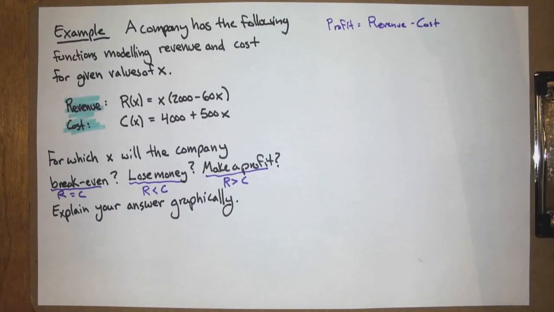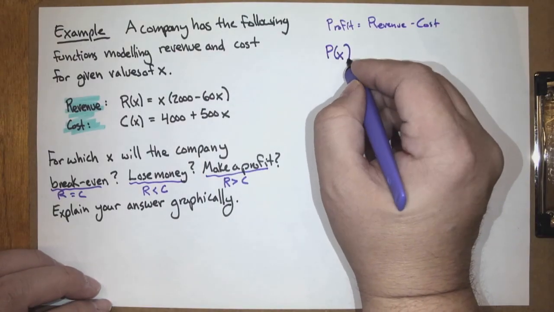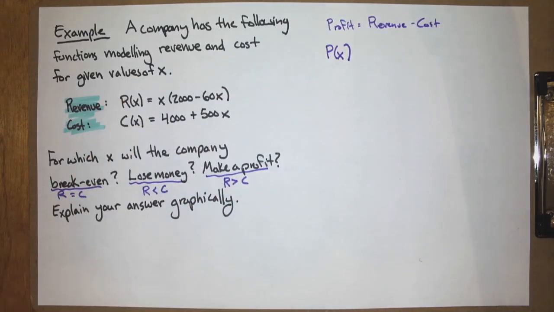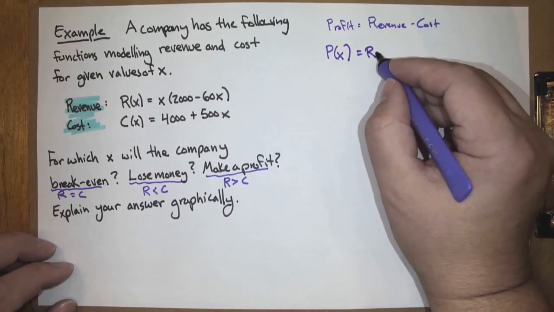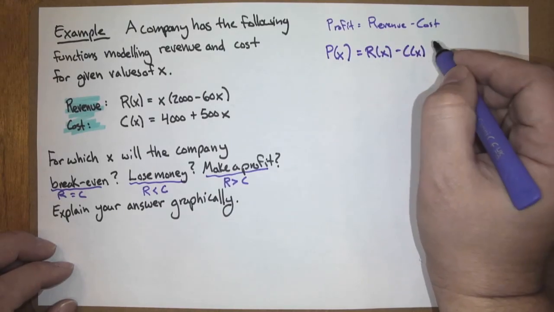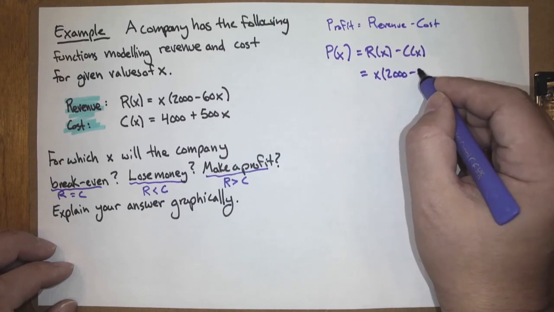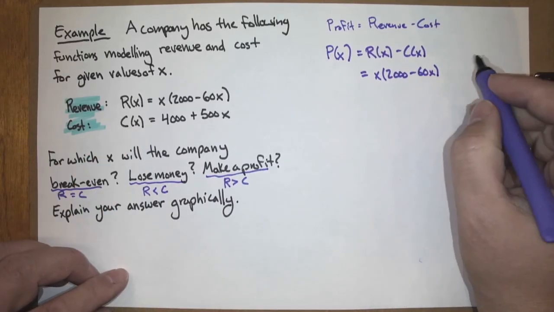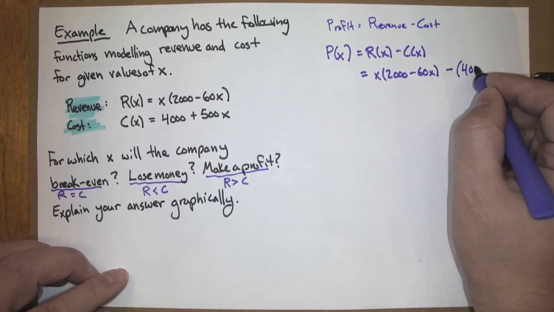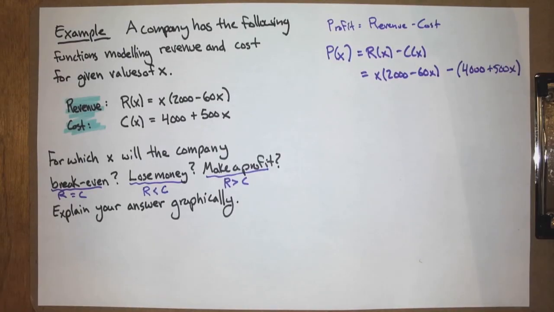So what we can do is make a function. We'll call it our profit function. And since these have x as our inputs, our profit is based off of x. So it's the revenue function minus the cost function. In our case, that's x times (2,000 minus 60x). All right, so that's our revenue. Subtract (4,000 plus 500x). That's our cost.